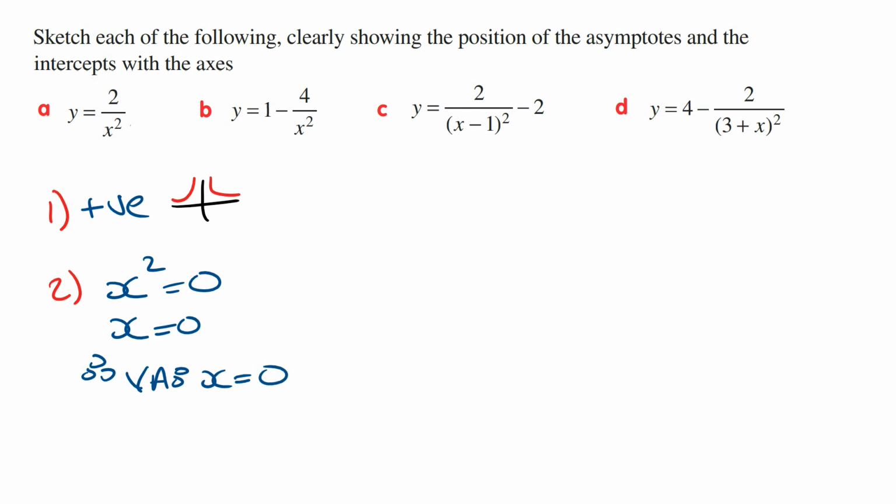For the horizontal asymptote, this is going to be the constant that is added or subtracted to the fraction part of the rule. And since there's no constant, then this is going to be the line y is equal to 0. And so the horizontal asymptote is the line y is equal to 0.